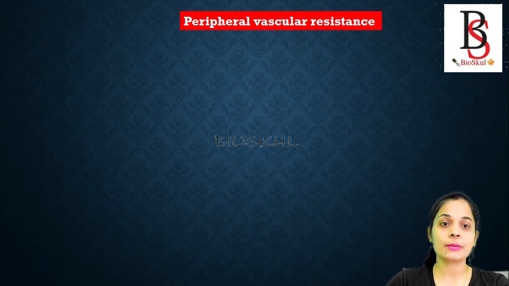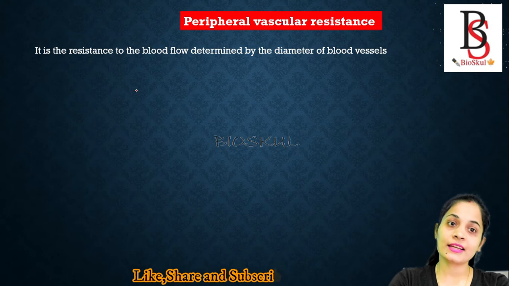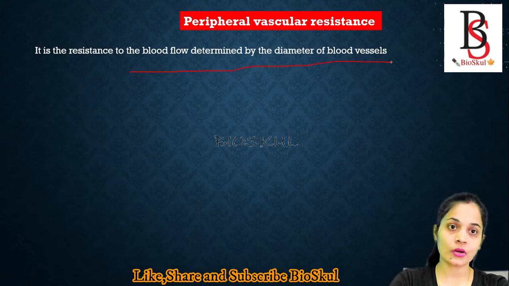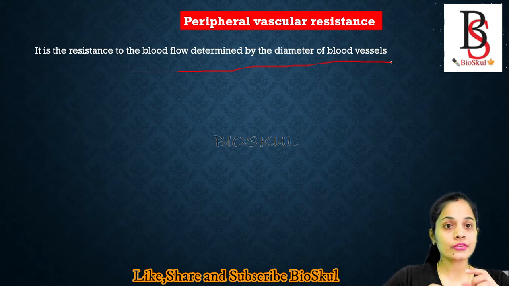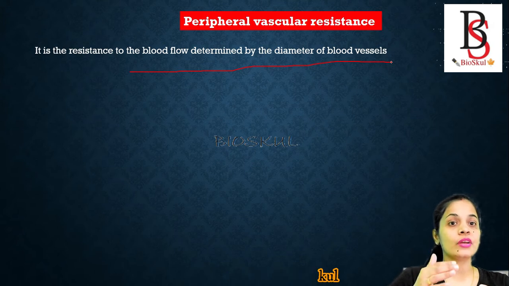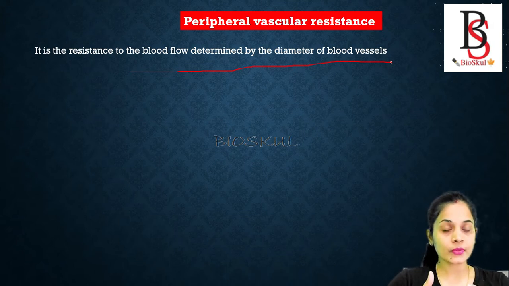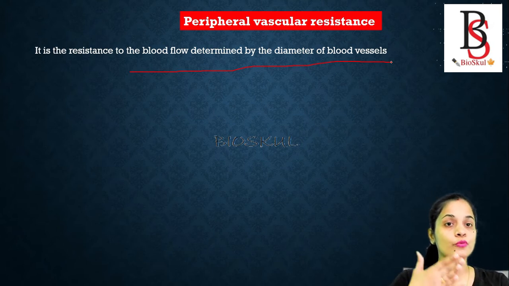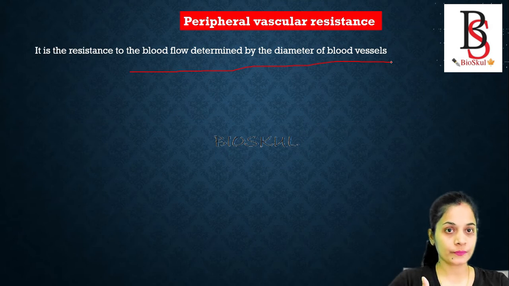So what is peripheral vascular resistance? It is the resistance to blood flow that is determined by the diameter of the blood vessel. If the diameter of the blood vessel is larger, then the resistance is less and the blood flows more easily. But in turn, if the diameter is smaller, then the resistance is more, right?